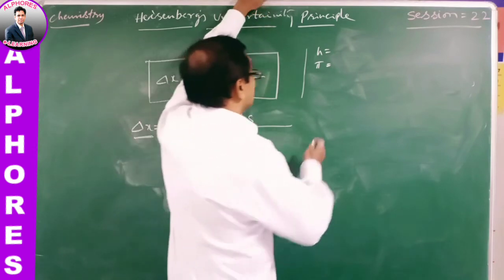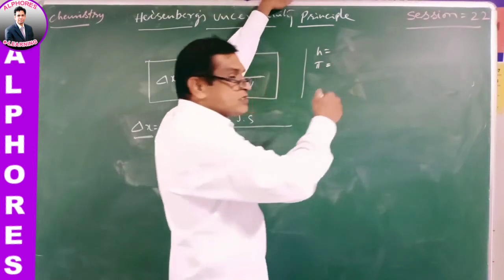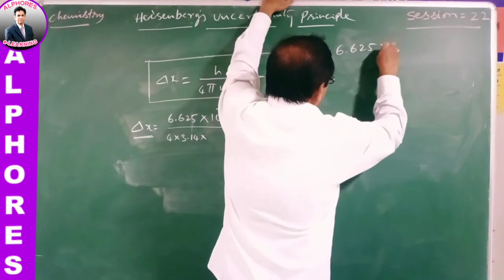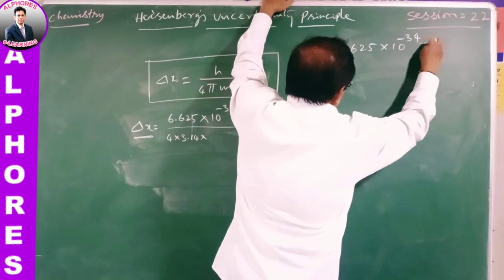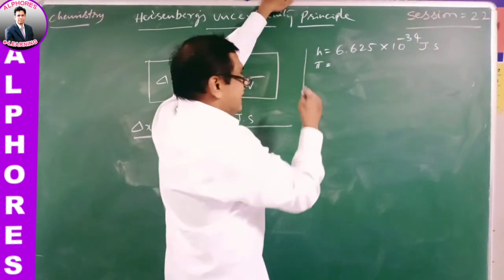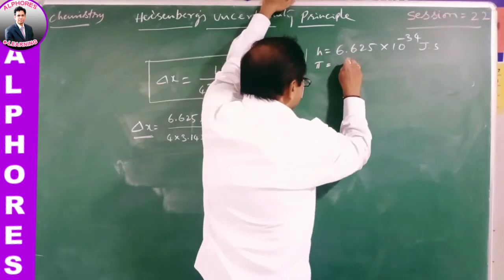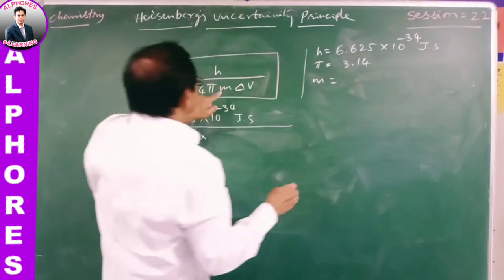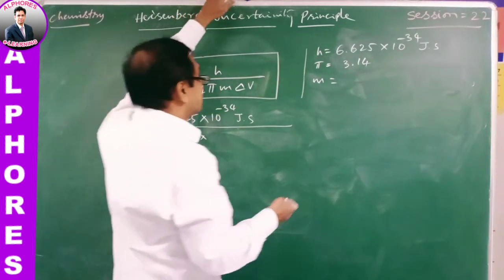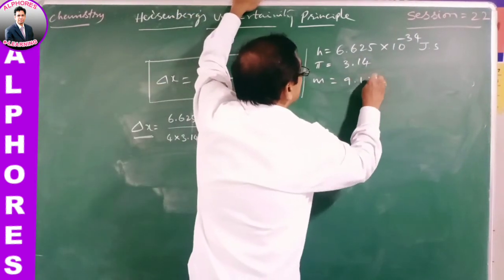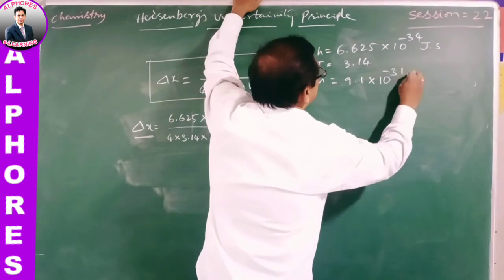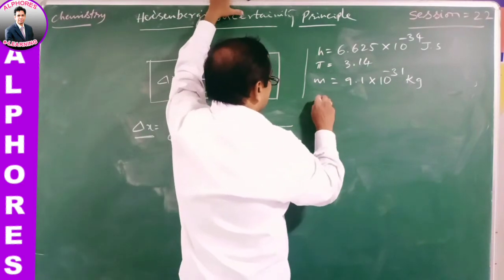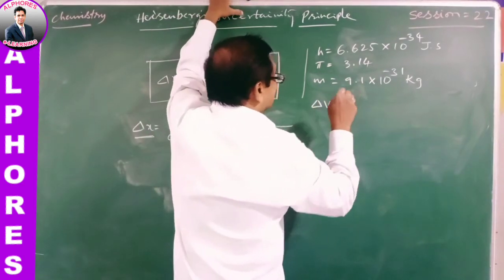We know the Planck's constant value. Let us consider everything in SI units only. That is 6.625 into 10 to the power minus 34 joule seconds. Next, the pi value, 3.14. Then the mass of the electron, which is standard, 9.1 into 10 to the power minus 31 kg. Now we have to calculate delta V.